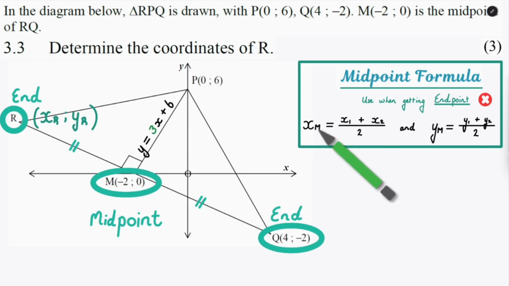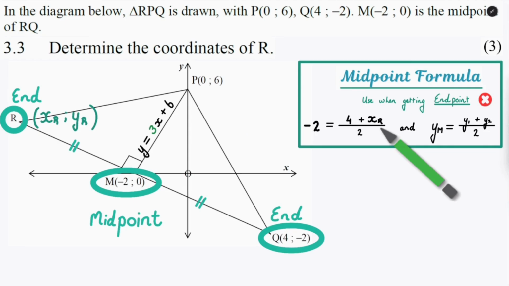So the x in the middle, or the midpoint, is minus 2. So I'm going to change this to minus 2. And then x1 and x2 are the x values at the end. So that's going to be 4 plus, and I'm just going to name this xR, the x coordinate that belongs to coordinate R. So let's go ahead and change those top 2.